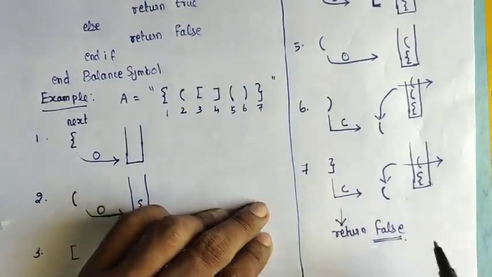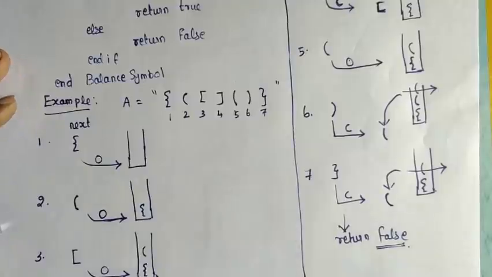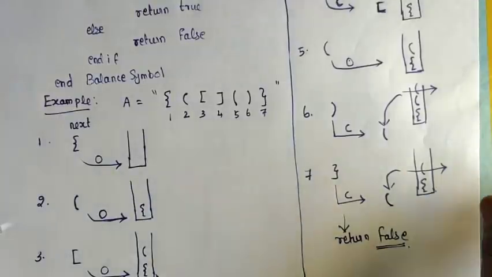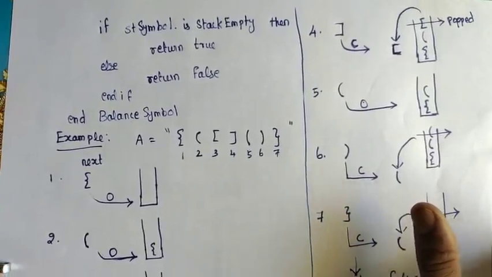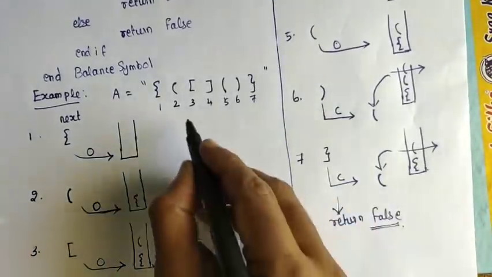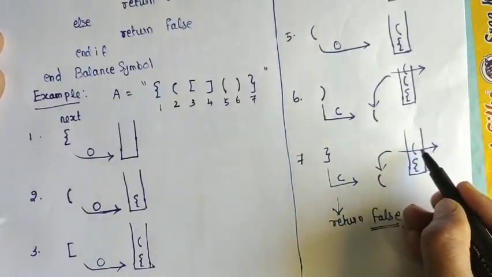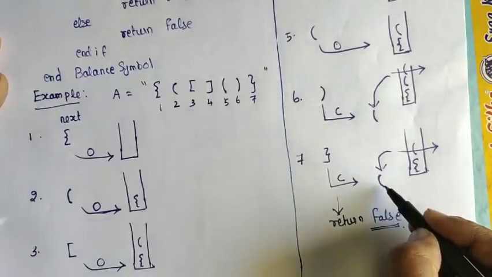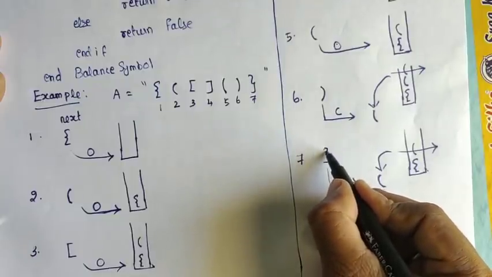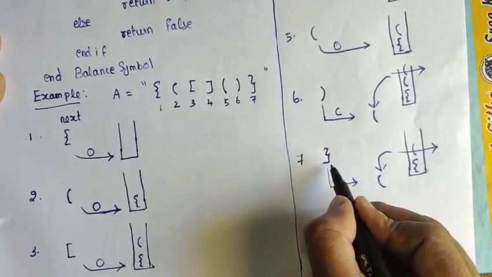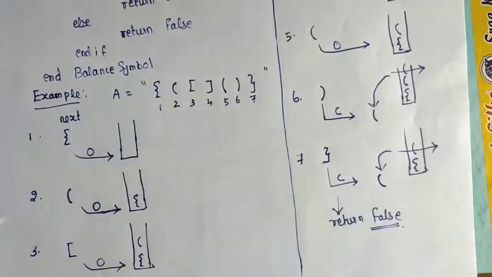So it means that it is not a balanced one. If you want to understand any algorithm, you have to trace the algorithm with different inputs. In this input it shows that it is not balanced and returns false, because while popping an element, it is not the corresponding opening parenthesis. At this time the stack must have the corresponding opening brace, but here it does not have the corresponding opening symbol. So it is returning false.